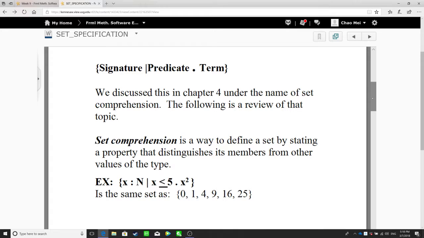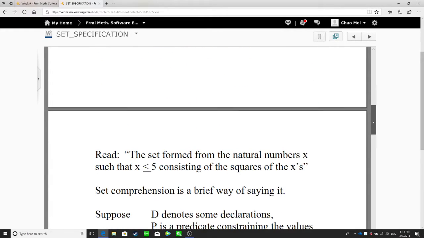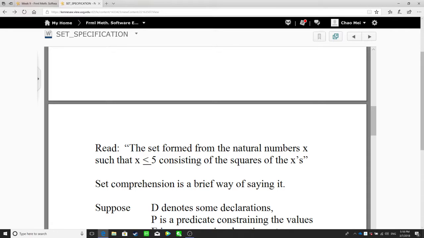And we can omit the middle part if you think you do not have any restriction there. We can just say x in N, dot, x squared. Also, this is a translation: the set formed from the natural numbers x such that x is less than or equal to 5, consisting of the squares of x's.